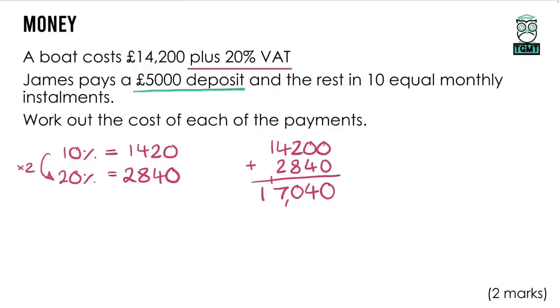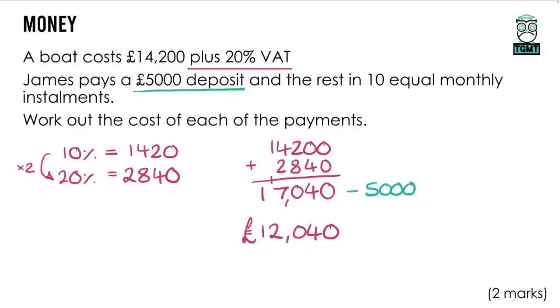So that's the cost of the boat, and it says that James is going to pay a £5,000 deposit. So we need to subtract £5,000. Now we may need to use column addition for that. I can see that that's just going to subtract 5 from the 7 in the 17 there. So that'll be £12,040. So that is the cost remaining that we need to pay for this boat.